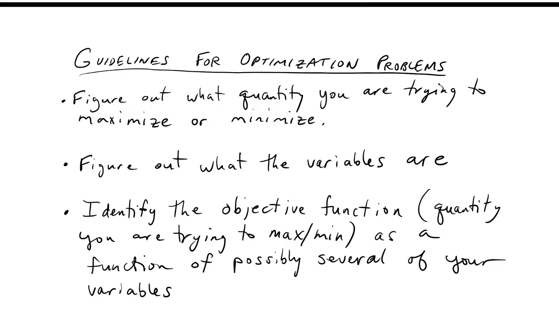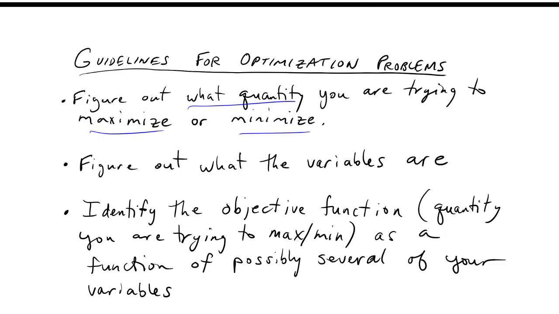So while every optimization problem can't be done exactly the same way, here are some guidelines for helpful things in doing optimization problems. If you follow these guidelines, you can make it a little simpler to figure out what you're doing with your problem and how you're finishing it out as an extrema problem. So the first thing that you want to do is figure out what quantity you're trying to maximize or minimize, and whether you're trying to maximize or minimize it. Seems simple, but that's the starting point.